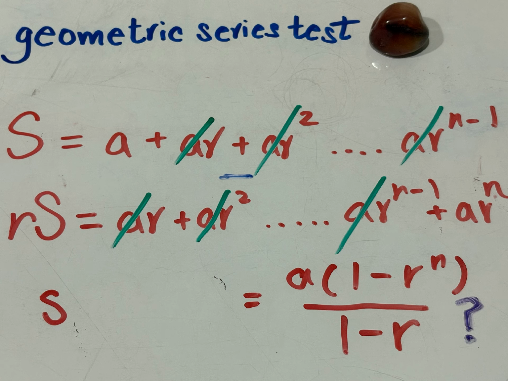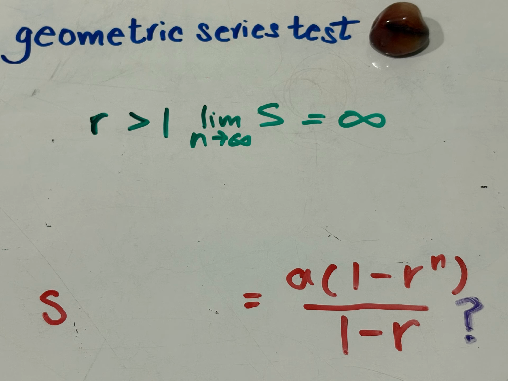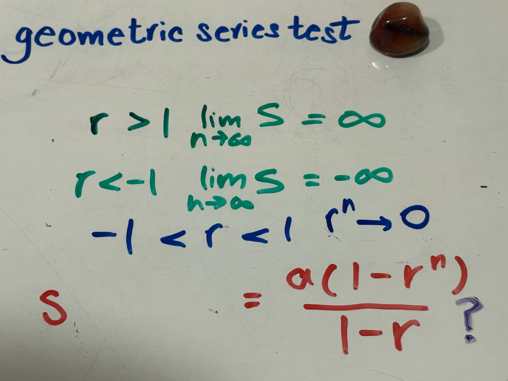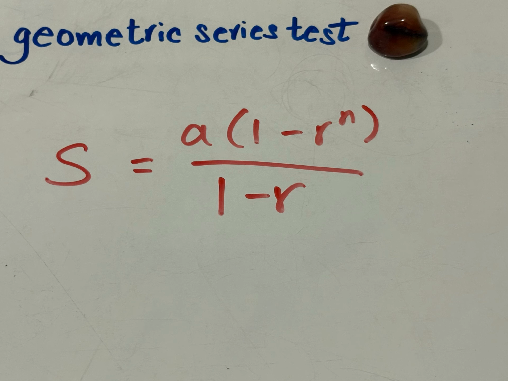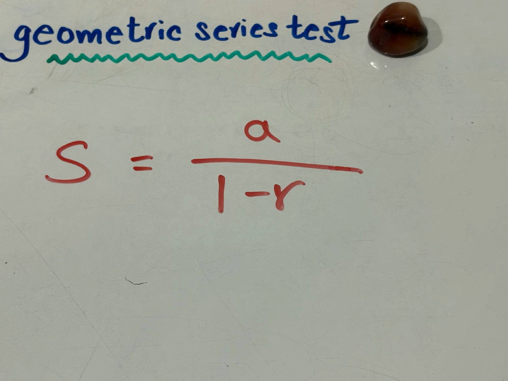We notice that the r term is very important to determine that, as it's in the base of the exponent. If r is greater than 1, then the series sum approaches infinity, and if it's less than -1, it also diverges. So that sweet spot in the middle is where the series converges, as the r to the n term approaches 0. This can give us the sum of a convergent geometric series, which is s equals a over 1 minus r, and also the geometric series test.